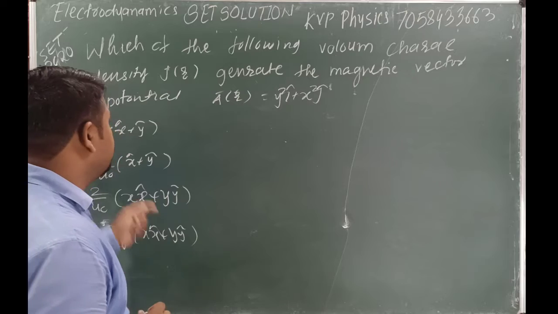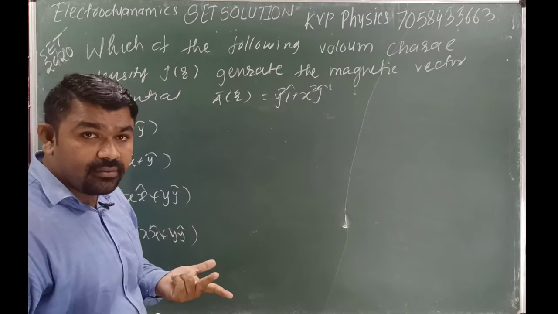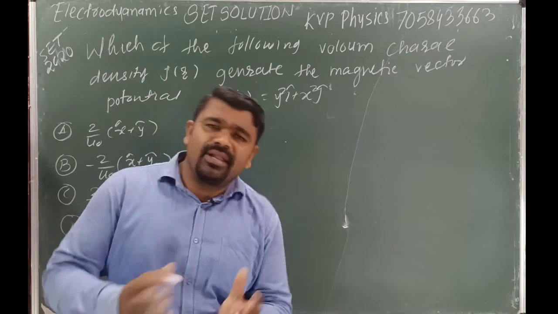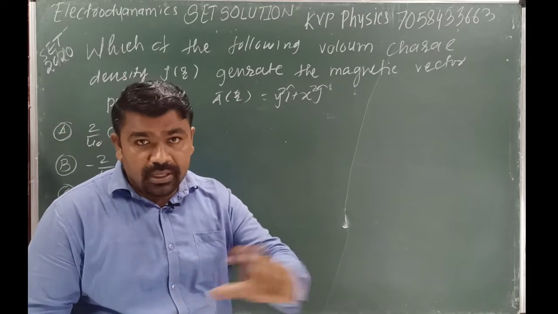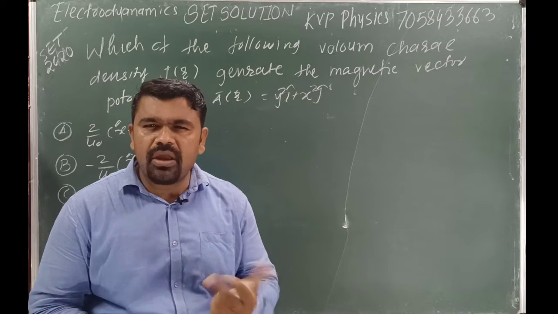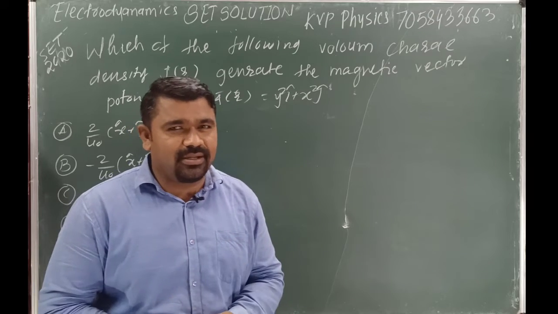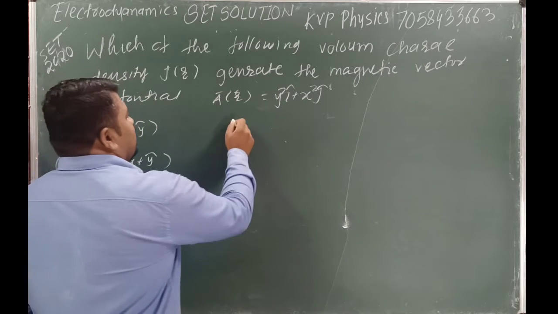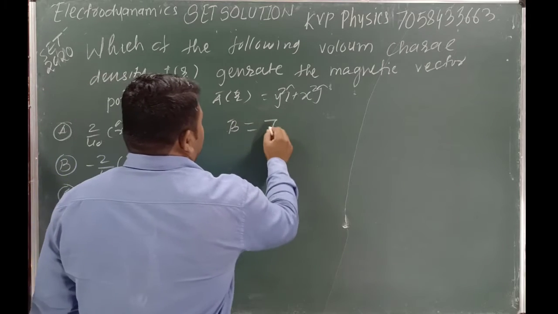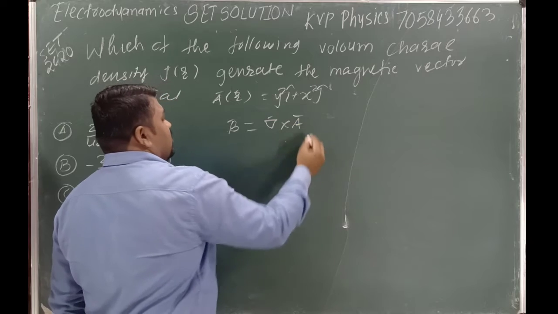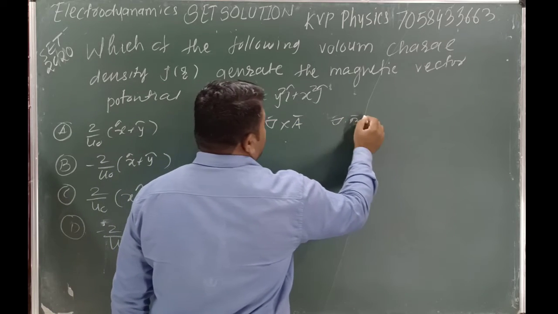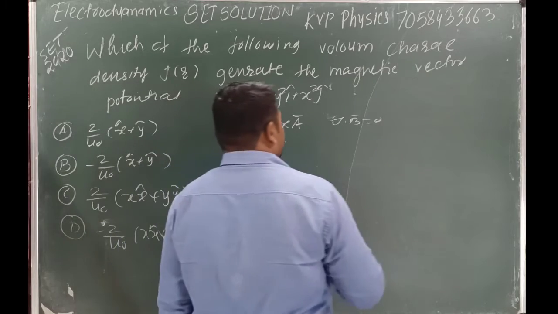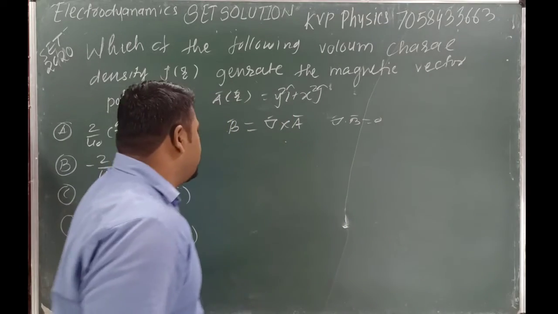Now focus on what is the relation between A and J. If B and A are given, directly we can write B is equal to del bar cross A bar. But how to correlate J and A? This is a slightly difficult task. We know that B bar is equal to del bar cross A bar, and del bar dot B bar is equal to 0, which means a monopole does not exist.